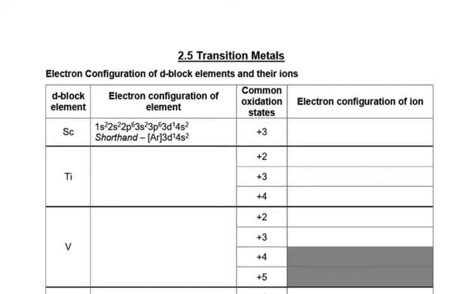The first page in the Transition Metals Notes pack looks at the electron configuration of both the elements and their ions. I'm not going to go through the whole of this page writing electron configurations out, so I'm just going to focus on one particular element. So let's have a look at vanadium.